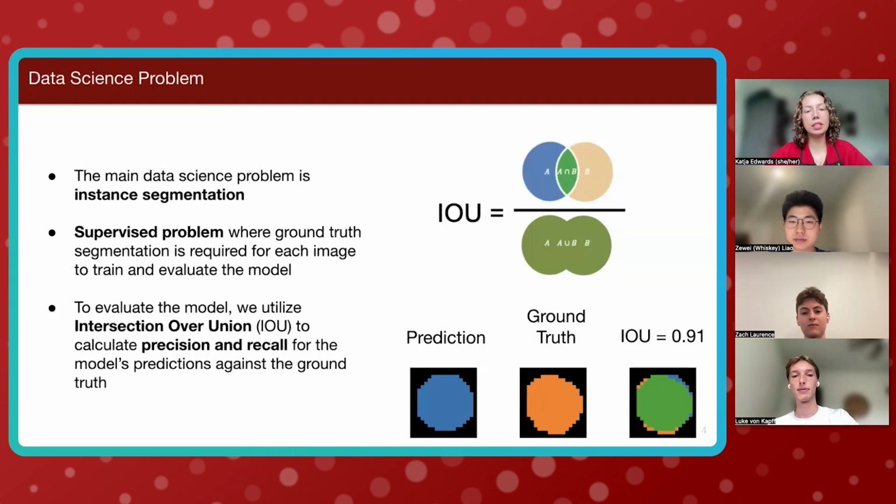Right. So the main data science problem we're tackling is instance segmentation. We're using supervised learning models for this, so we have ground truth segmentation for each image in our data set. Then to measure how well the models perform, we use IOU, which stands for intersection over union. This metric helps us directly compare how closely our predicted segmentation matches the ground truth. Then, using IOU, we can compute key evaluation metrics like precision and recall, ultimately helping us compare performance between the models.